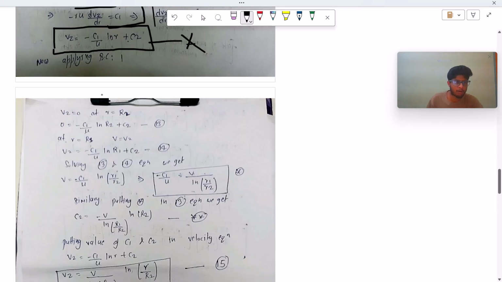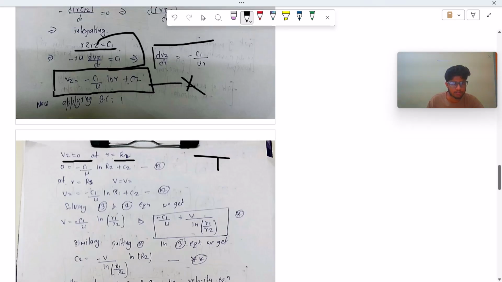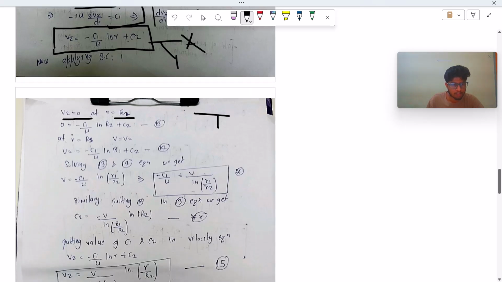Now applying boundary conditions: vz is 0 at r equal to r2, as the die is not moving. If the die is not moving, the fluid attached to that die also remains at rest, having velocity 0. This is also called the no-slip boundary condition, so we get vz equal to 0 at r equal to r2. Putting the values in this equation, we get 0 equal to minus c1 by mu ln r2 plus c2.